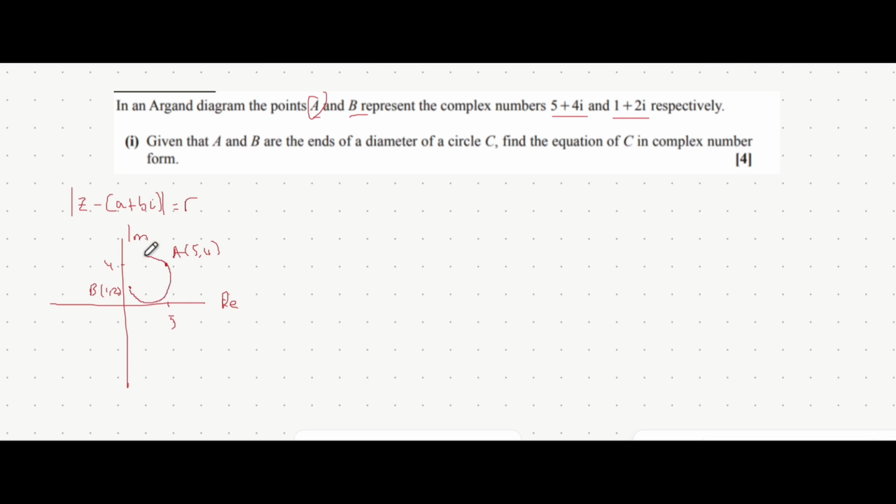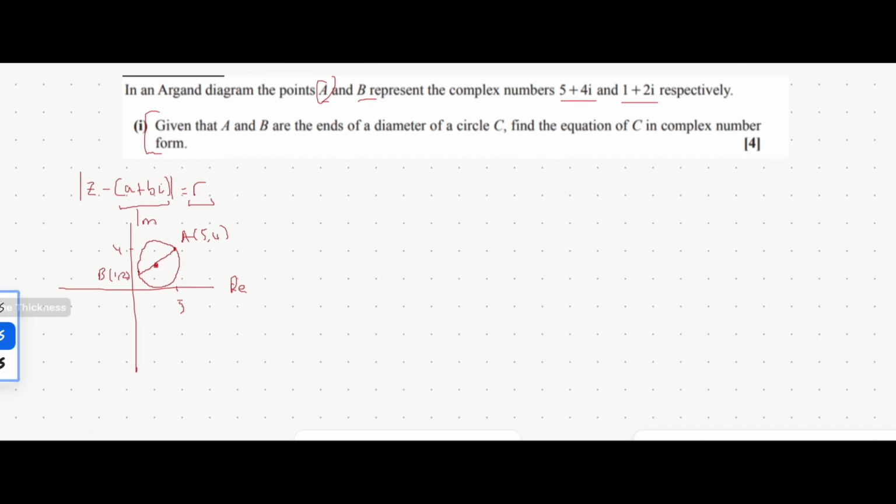But the fact that A and B form a diameter, and we also know that a diameter crosses the center of the circle, or the midpoint of the diameter is the center of the circle, has to be useful in some form in this question. Find the equation of C in complex number form. Well, what do we need? We need the center of the circle, and we also need the radius. So let's take this step by step and start by finding the center.